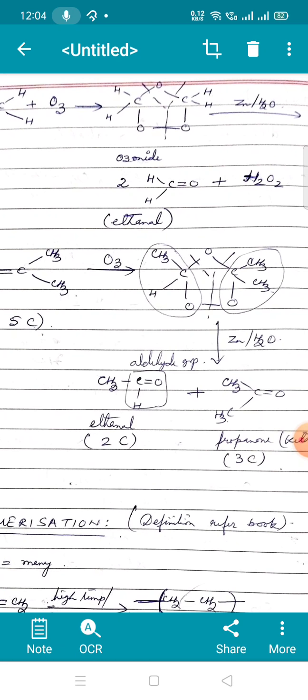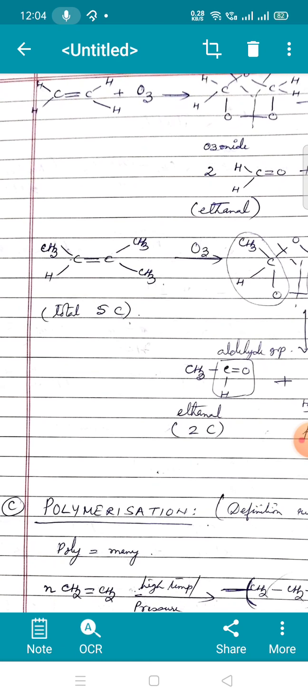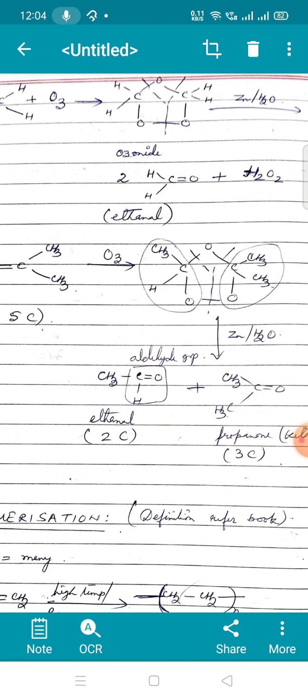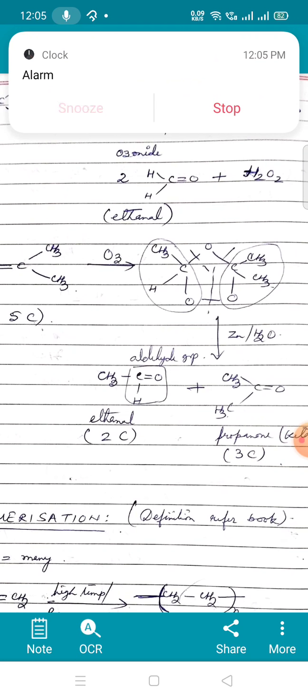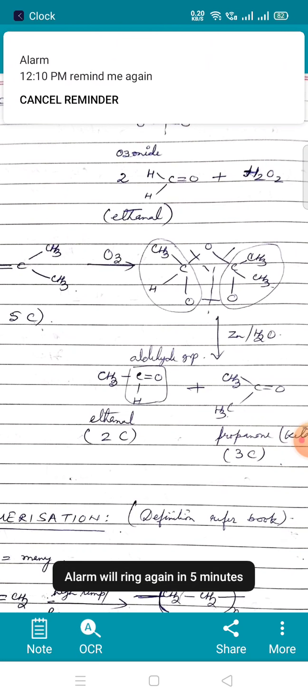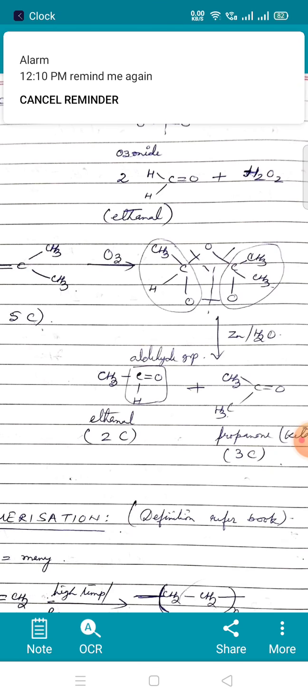But you have to remember the total number of carbons in both the products should be the same as in the starting material, if you add them up. That means finally no carbons are added, no carbons are removed. But each of the products will have a lesser number of carbons. So this type of reaction is called ozonolysis. Very, very important. We shall discuss them again later when we do aldehydes and ketones.